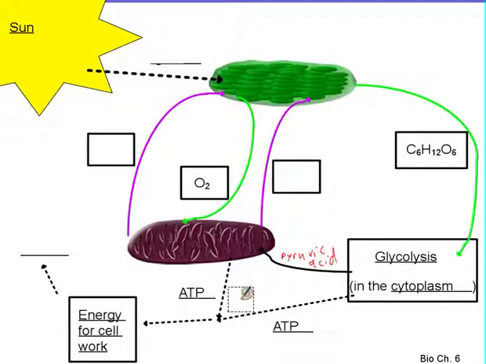What are the dots for? These dot things? This is a chloroplast. What's this? Mitochondria. Chloroplast and mitochondria.